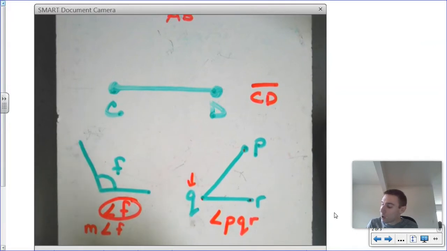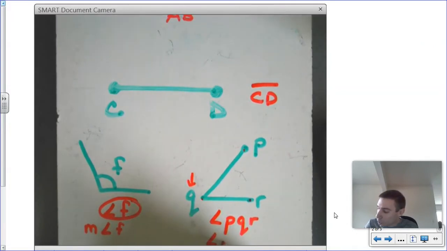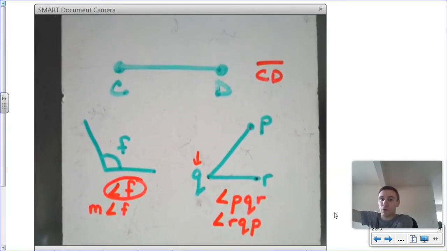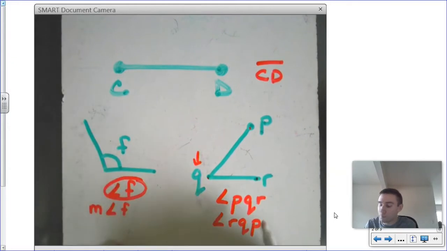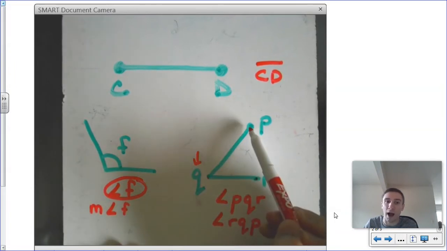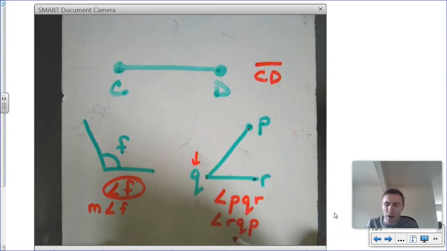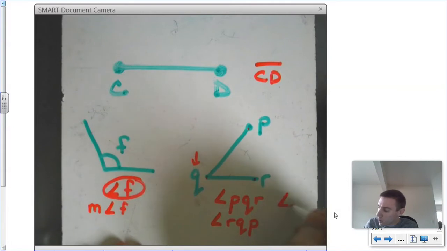Now, could I also say that this is angle RQP? And I'll move my camera down so you guys can see that. So is this angle RQP? Well, if I start at R and I go to Q and then to P, I trace on the exact same line. So that's all good. Let's try this one. Could I call this angle QPR?